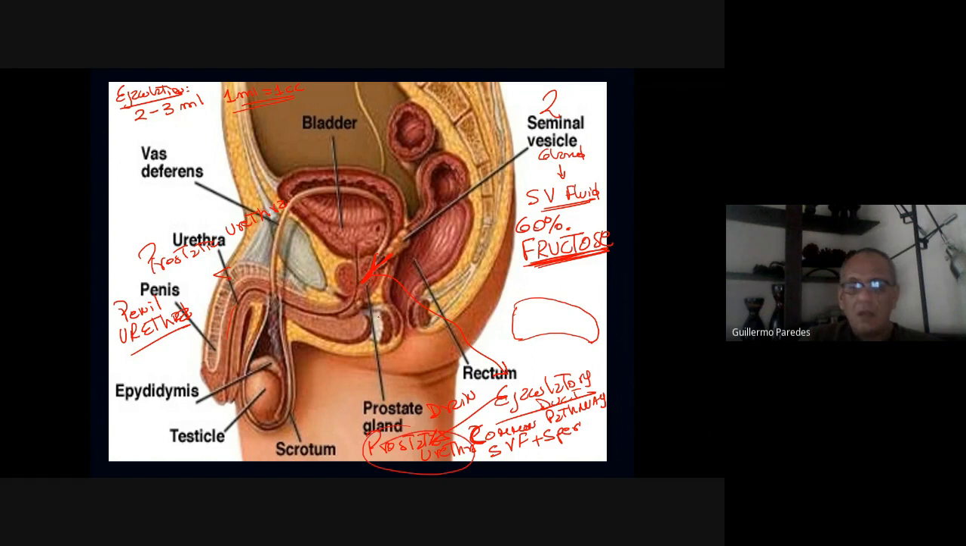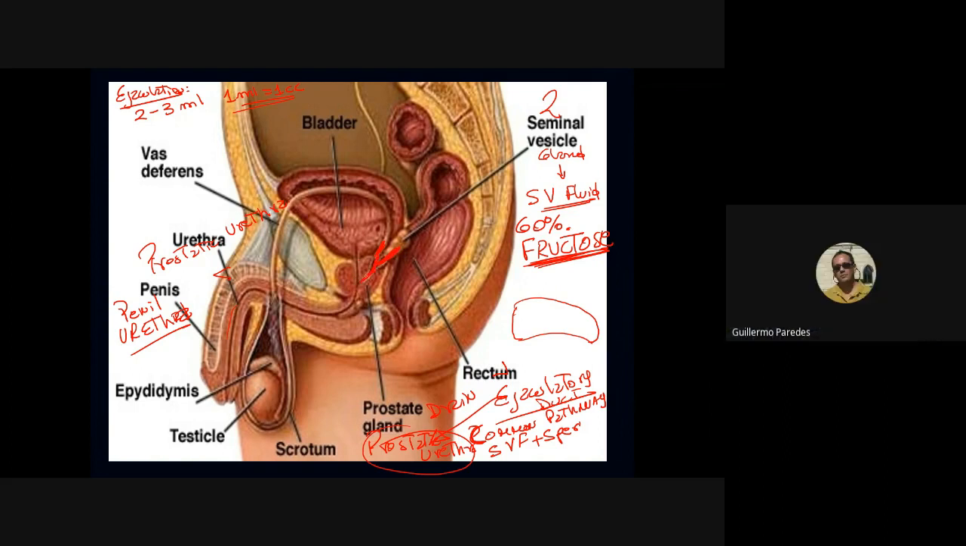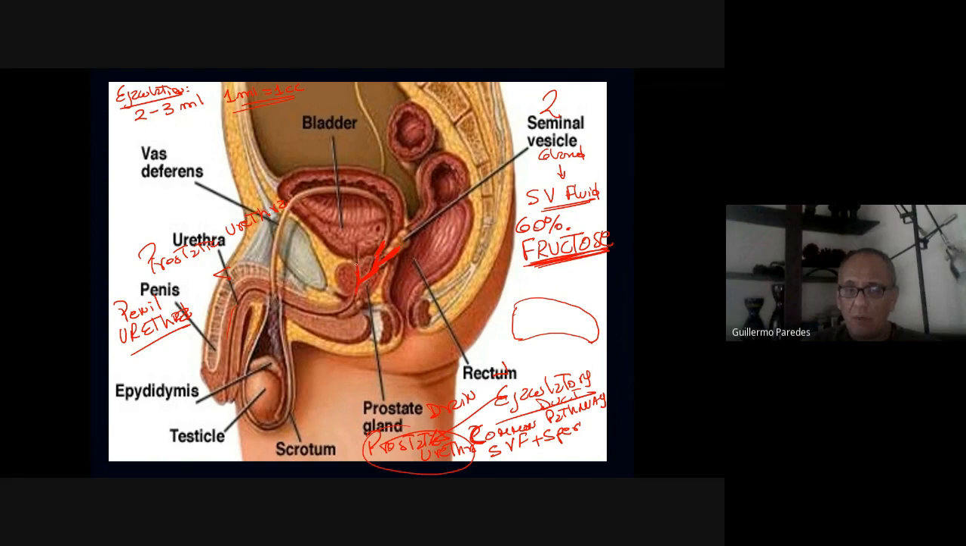Okay, we got it? Yes. All right, so look at this. This is the vas deferens and the seminal vesicle gland duct; they are going to drain together here into the ejaculatory duct. The ejaculatory duct drains into the prostatic urethra. And then what happened? There is a fluid in the prostatic urethra.